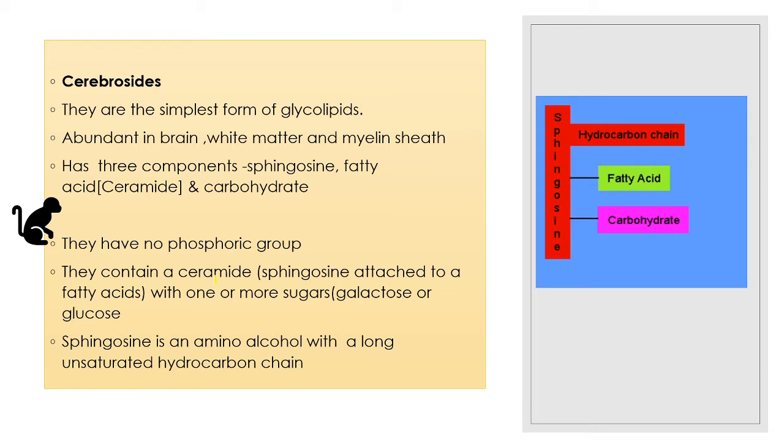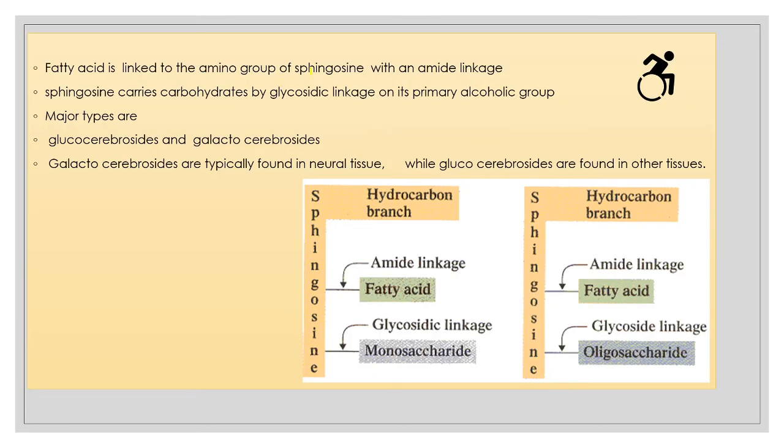They contain a ceramide. Ceramide means what? Fatty acid plus sphingosine is called ceramide. This carbohydrate may be either a galactose or a glucose. The fatty acid is linked to the amino group of sphingosine with an amide linkage. Here, this linkage is called amide linkage. Here it is called glycosidic linkage.